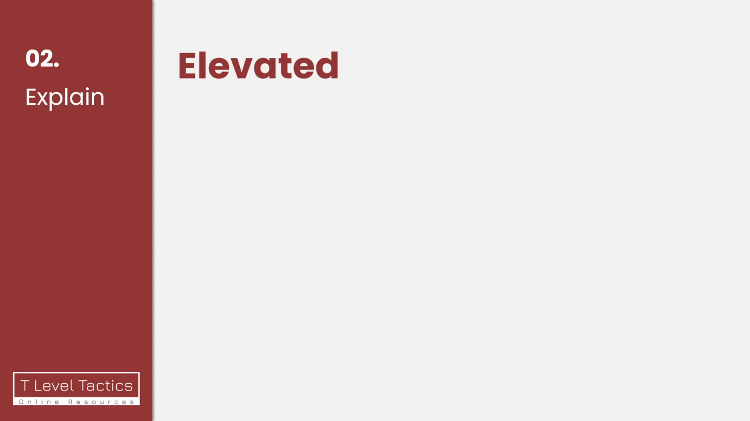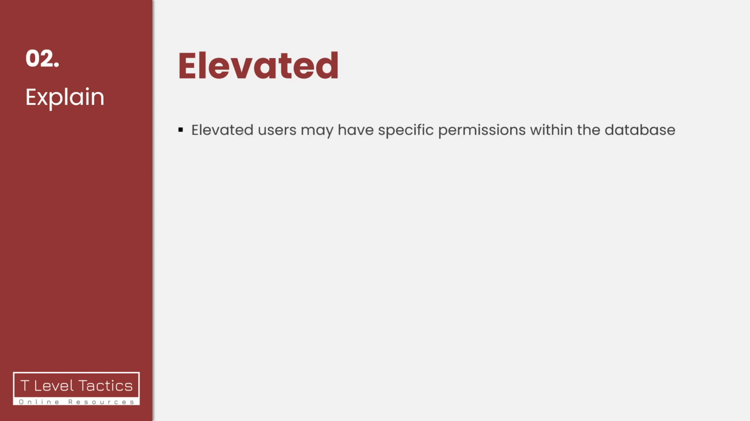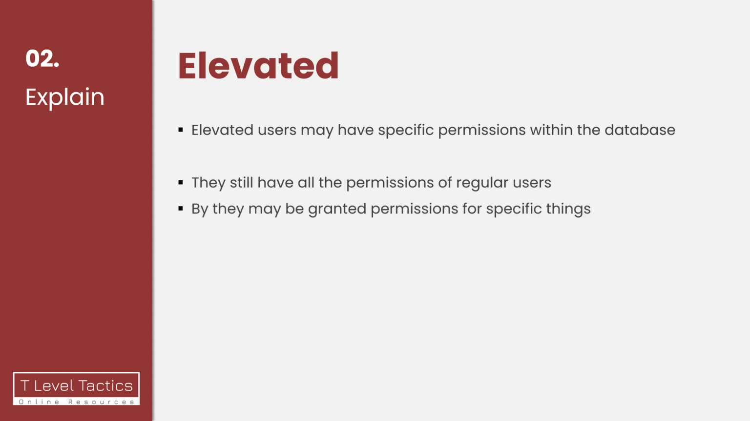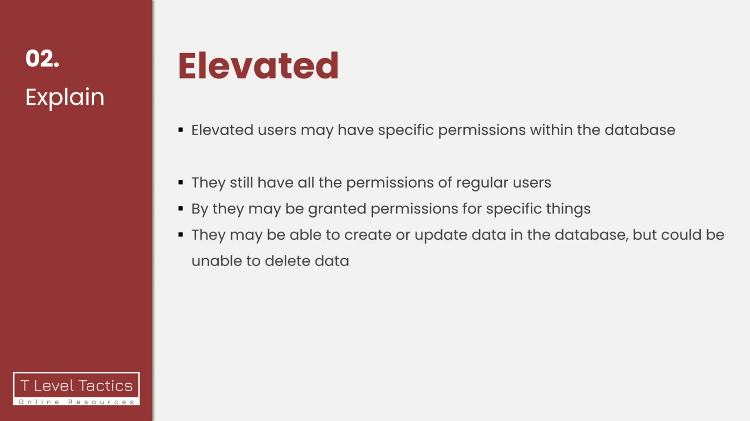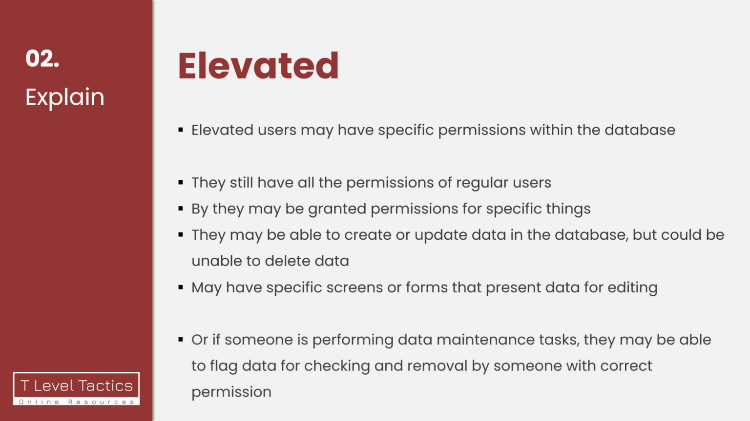Elevated users may have specific permissions within the database. They still have all the permissions of regular users, but they might be granted permissions for specific things. They might be able to create or update data in the database, but might be unable to delete data. Or they might have a specific screen or form that presents data for editing to ensure they're only editing what they're allowed to. Or if someone's performing data maintenance tasks, they might be able to flag data for checking and removal by someone with the correct permissions instead.